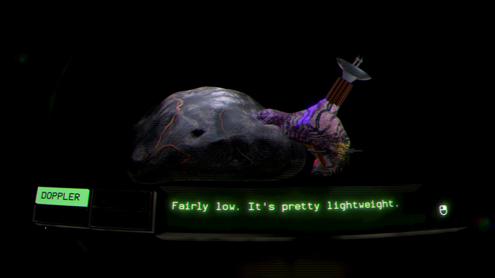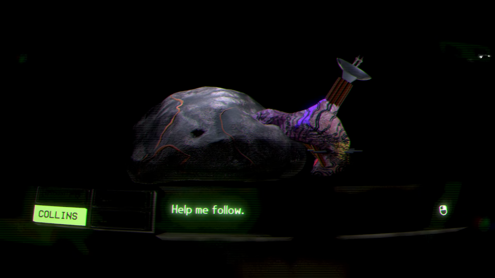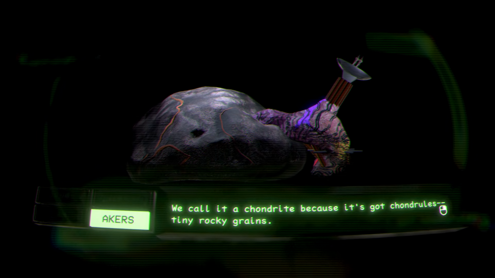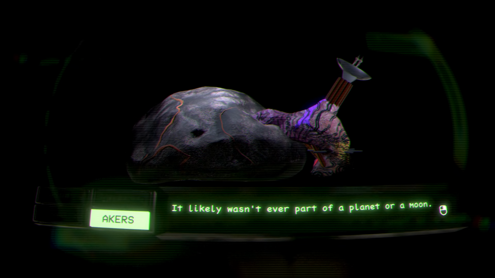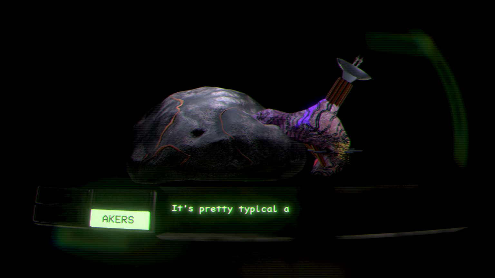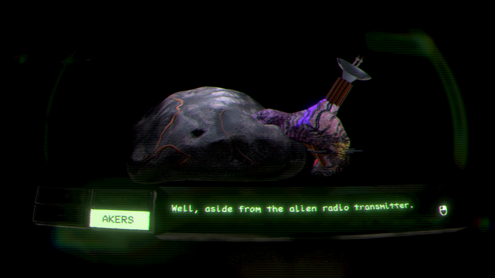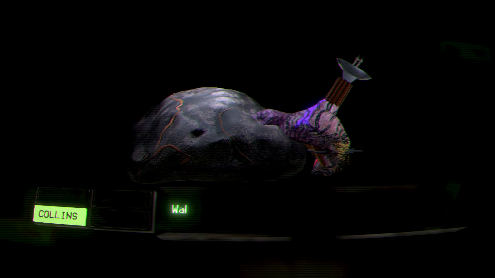Fairly low. It's pretty lightweight. Nickel? About the same. Help me follow. We call it a chondrite because it's got chondrules, tiny rock grains. No geologic activity has transformed it. Likely wasn't ever part of a planet or moon. It's pretty typical as far as space rocks go. Well, aside from the radio transmitter.